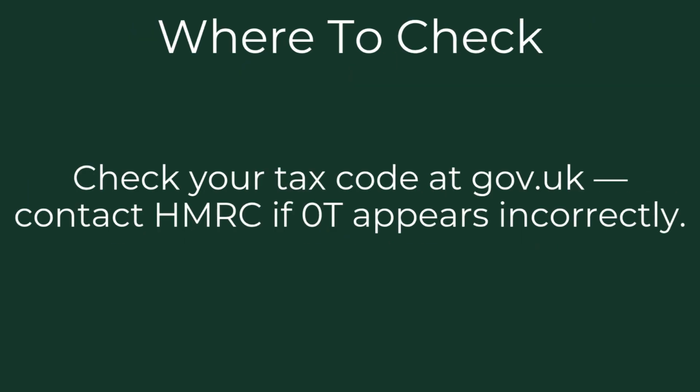You can check your current tax code through your personal tax account at gov.uk. If 0T has been applied and you believe it is incorrect, contact HMRC directly to get it resolved.